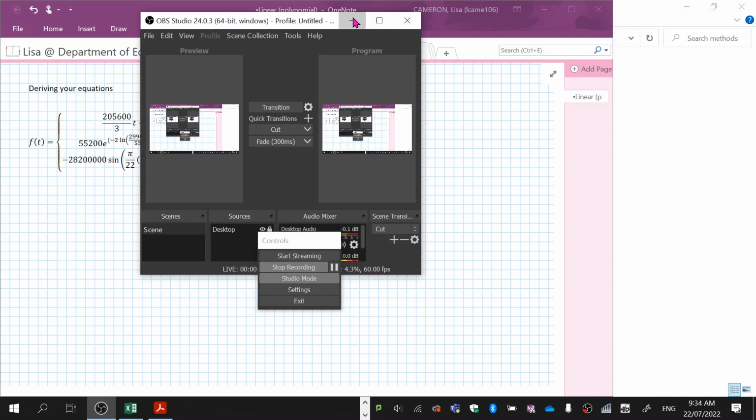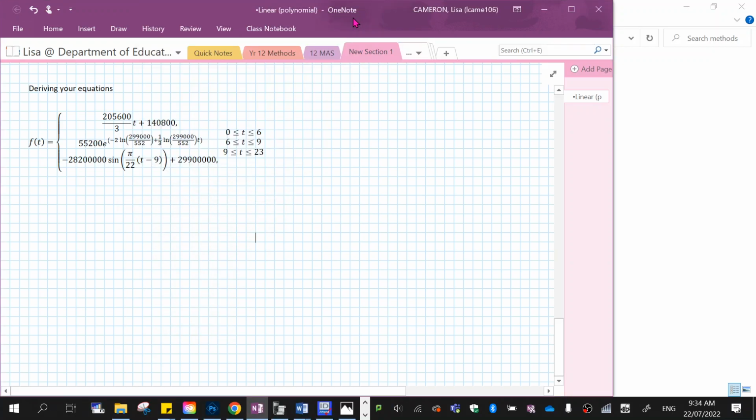Okay, so we're going to be deriving these three equations. Now, we're going to do all three in one video just for ease. So the first one that I'm going to look at is our linear function. So our linear function here.